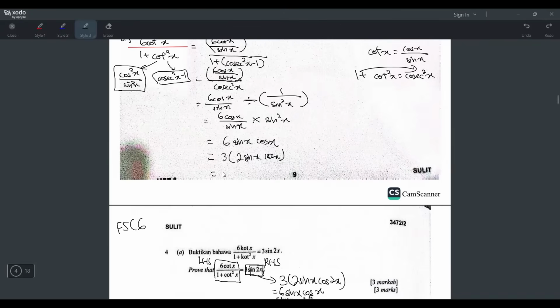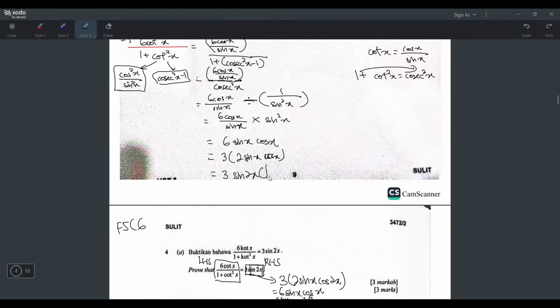Okay, and after you reach here, it becomes 3. For the 2 sin x cos x, that's the double angle for sin 2x, so it can change to sin 2x. This is the double angle formula that you learned. And after you are done, now finally you can write the word proven.